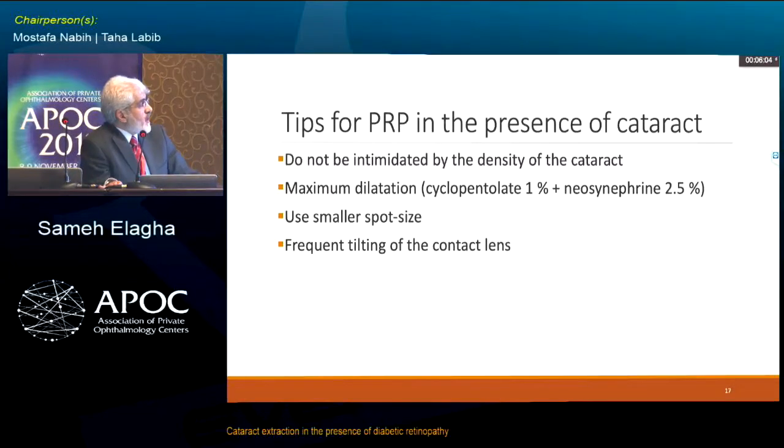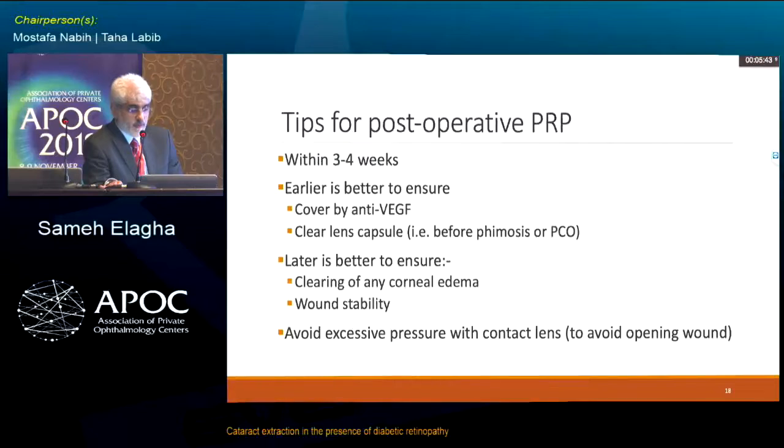Now, as far as doing PRP in the presence of cataract, do not be intimidated by the density of the cataract. ساعات العين يبقى عنده very dense posterior subcapsular cataract وتتخيل إنه مش مستحيل إن أنا أعرف أعمله laser. You'll be surprised that if you dilate the patient, use a small spot size, and frequently tilt the contact lens, you can actually do laser in these cases. So don't be discouraged to do lasers.